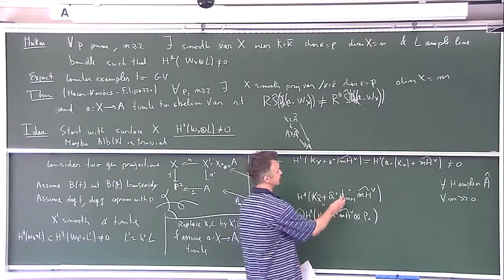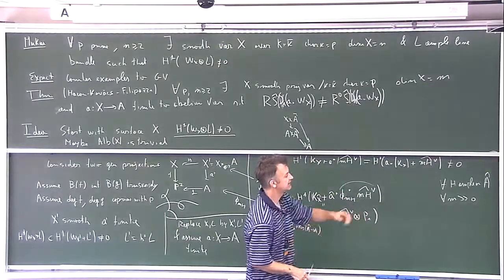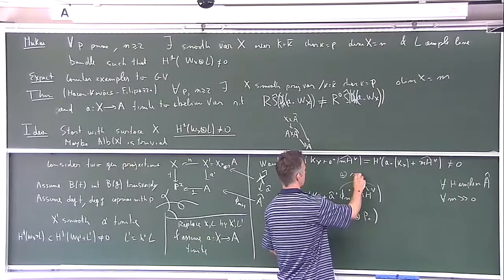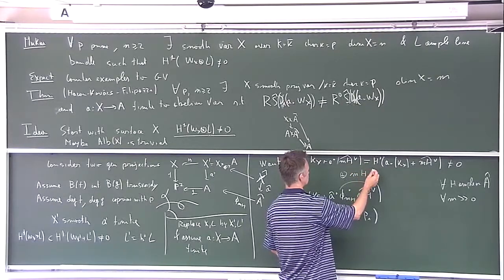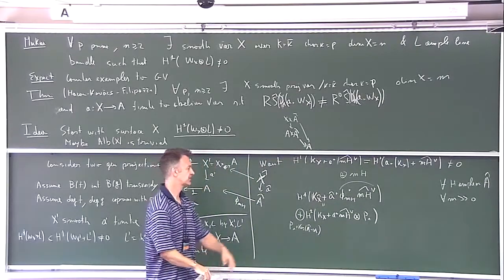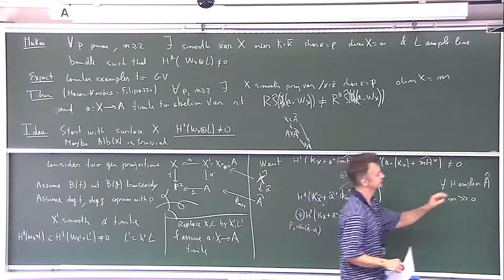And the advantage of doing it this way is that when I look at this guy here, this is a direct sum of copies of M_H, right? So now I'm down to computing a cohomology group of a line bundle.